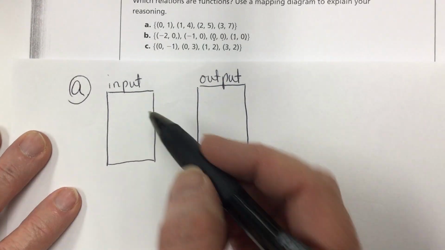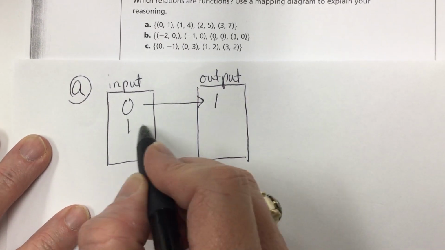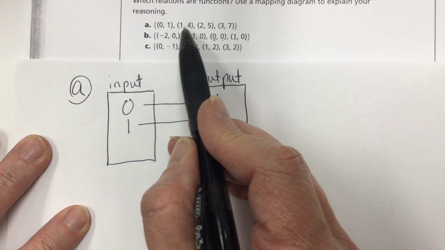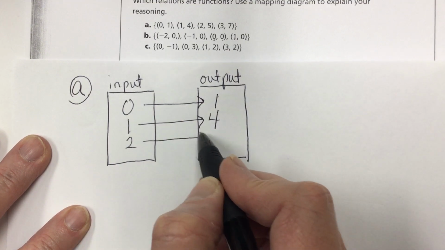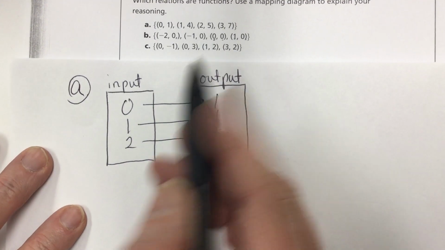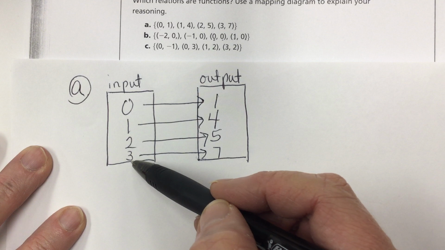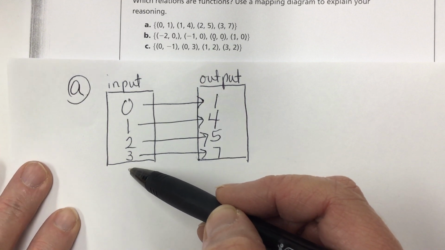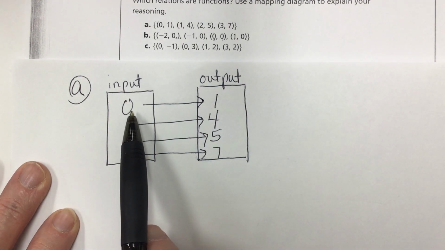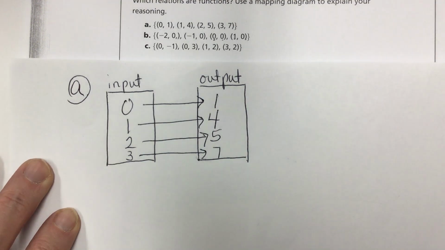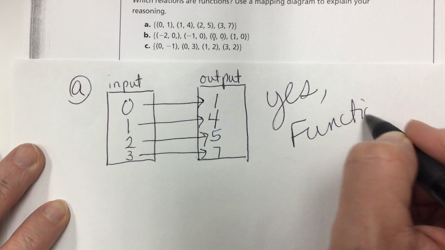0 corresponds to 1. 1 corresponds to 4. Looking at your ordered pairs, 1 corresponds to 4. 2 corresponds to 5. And 3 corresponds to 7. The x's do not repeat. Here we have a relation that is a function because each input value produces exactly one output value. So yes, this is a function.